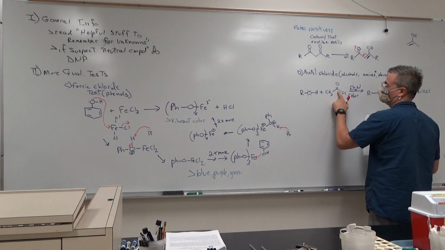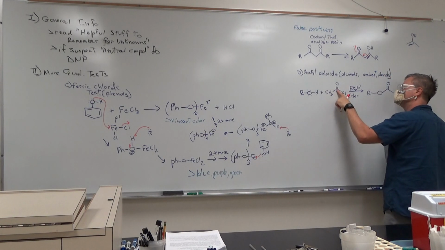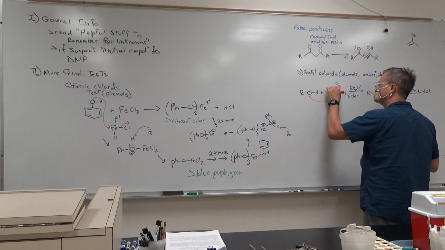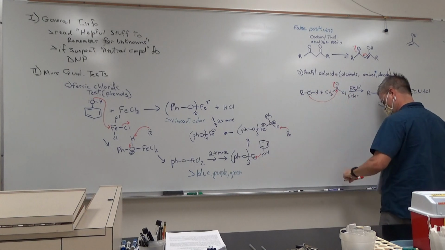Well, acid chlorides have a very strong partial positive charge right there on that carbon. These lone pairs are attracted to that. So they attack that carbon, and the electrons pick up there.